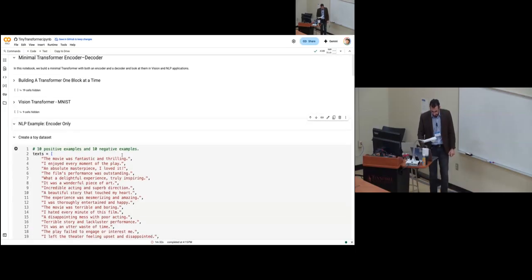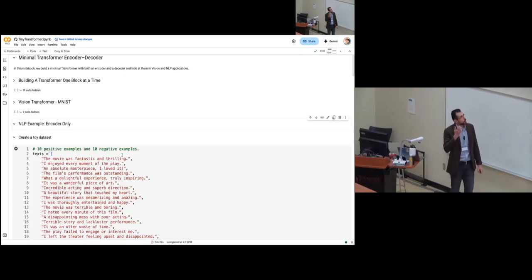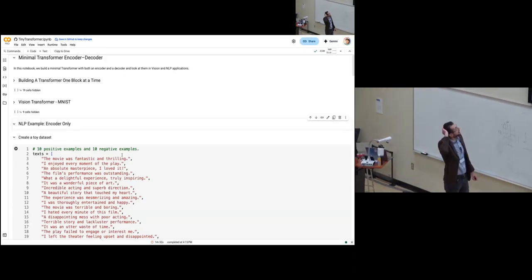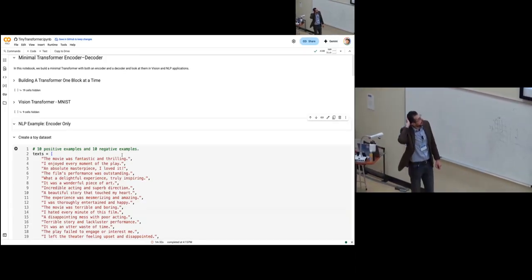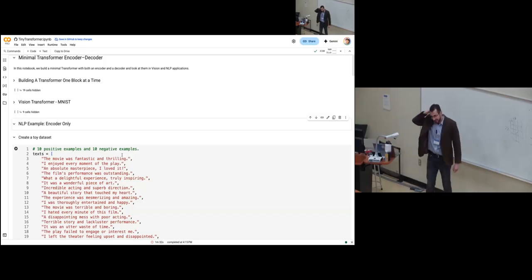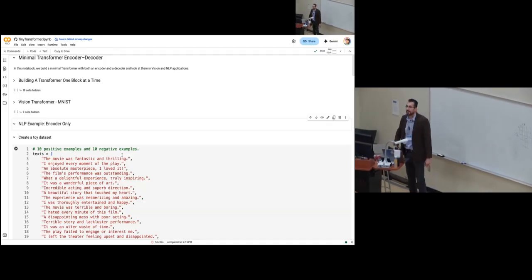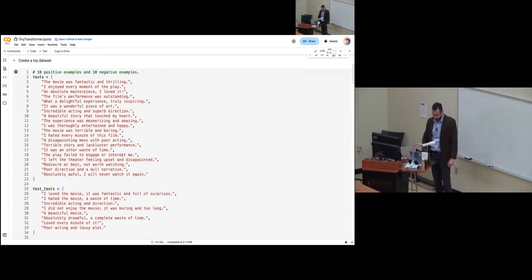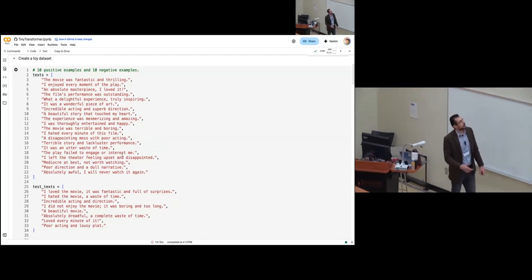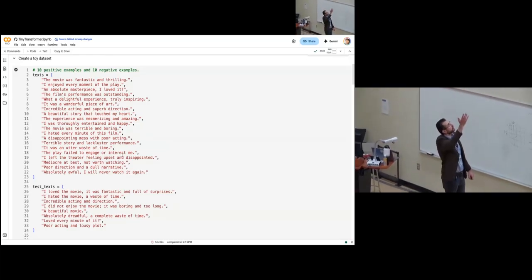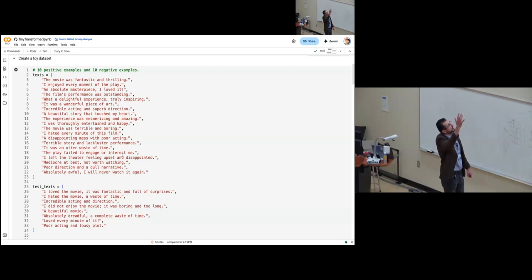Now we're going to do a transformer on an NLP application. I have asked ChatGPT to create a sentiment analysis data set for me for movies, and this is all generated by ChatGPT. So it says, look, the movie was fantastic and thrilling. This is a positive review. I enjoyed every moment of the play, positive review, an absolute masterpiece, and so on. And then there are ones like, I left the theater feeling upset and disappointed. Of course, a very negative review, right?